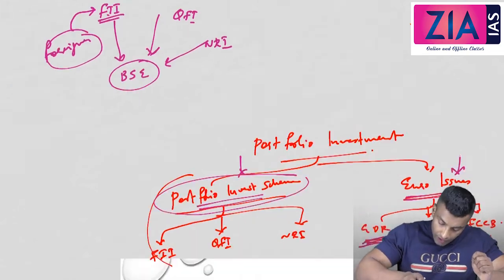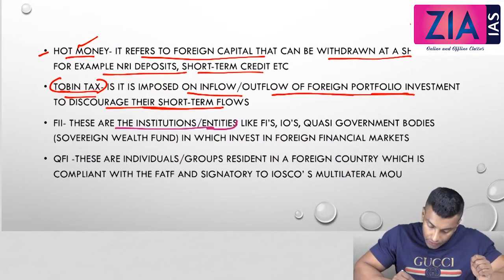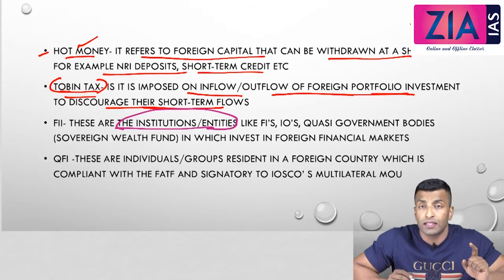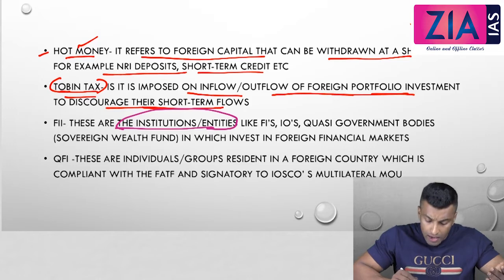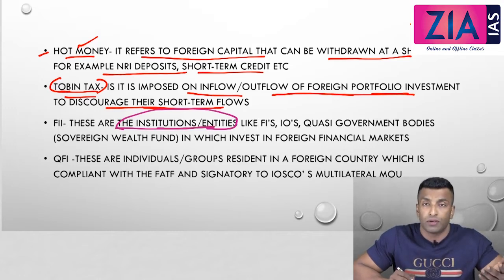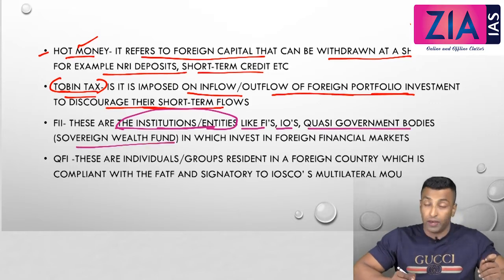Now you can see here FIIs. What are FIIs? These are institutions or entities, that's why institutional investor. An individual who is investing is a normal investor, a retail investor, but this is an institutional investor. FIIs are foreign institutional investors. In general, institutional investors are like financial institutions, international organizations, quasi-government bodies, sovereign wealth funds.